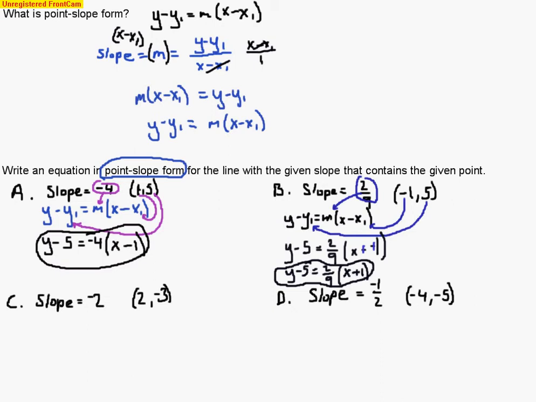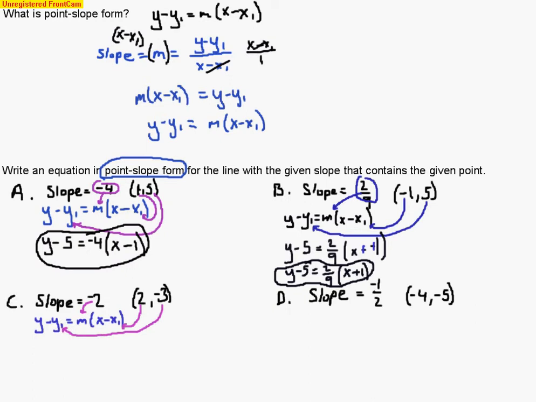So here's another one. We can go ahead and rewrite our point-slope formula, which would be y minus y1 equals m times x minus x1. And so we're just going to take our values and substitute them into the equation. So negative 2, that's our slope. That goes in place of m. 2, that's our x value. That goes in place of x1. Negative 3, that's our y value. That goes in place of y1.